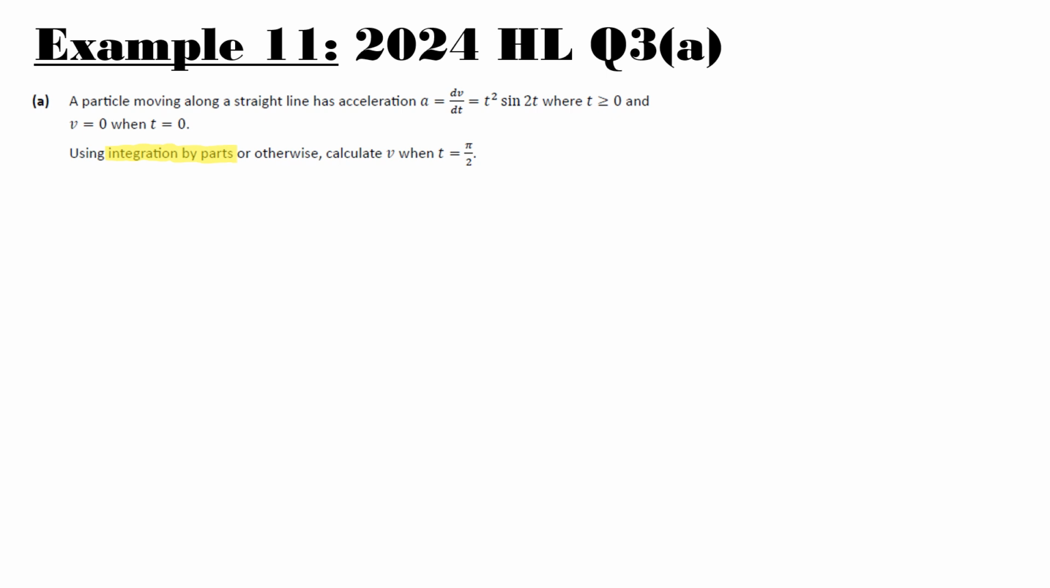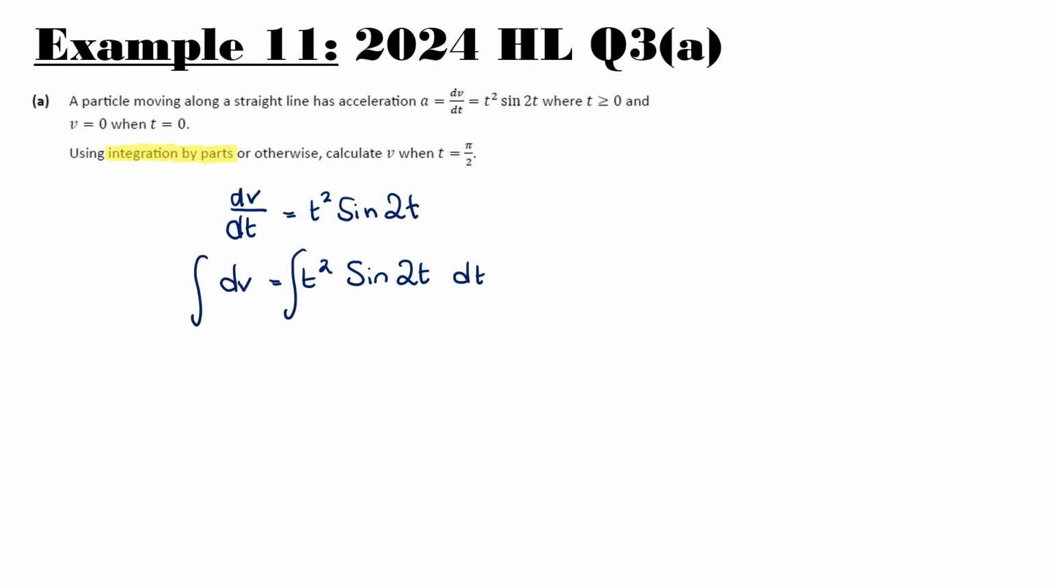So our first step here is to write down our differential equation, which is dv/dt is equal to t squared sine 2t, and then we separate it. We can see that everything on the right hand side has a t, so nothing is coming over. We're just going to bring that dt over to the right hand side. So it looks like this, and then we're going to integrate.